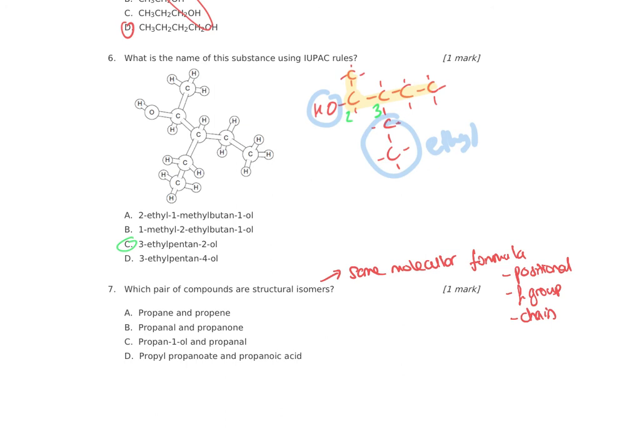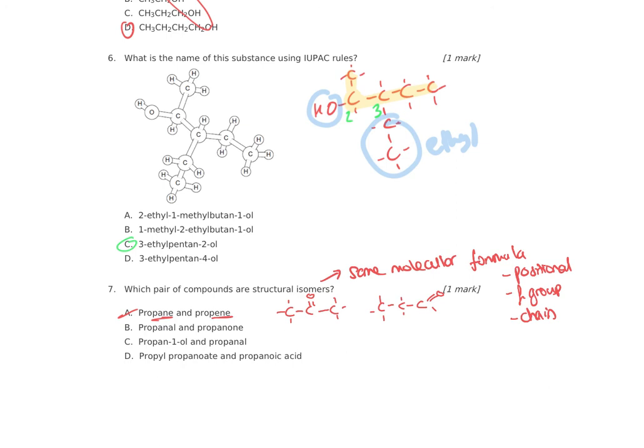So you've got propane and propene. Now you could draw them out, but I know that they have a different general formula, so there's no way they can have the same molecular formula. Propanol and propanone, they've basically got the same functional group, so they should have the same number of atoms. They're just with an aldehyde on the end. So they've both got 3 carbons, 6 hydrogens and 1 oxygen.